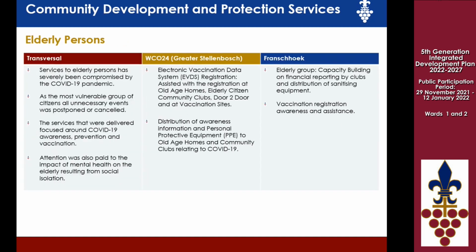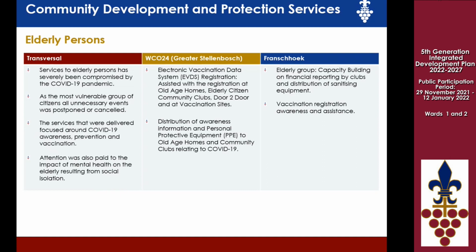If we then look at elderly persons, and first in the transversal column, services to elderly persons have been severely compromised by the COVID-19 pandemic. As the most vulnerable group of citizens, all unnecessary events were postponed or cancelled. The services that were delivered focused around COVID-19 awareness, prevention, and vaccinations. Attention was also paid to the impact of mental health on the elderly resulting from social isolation.